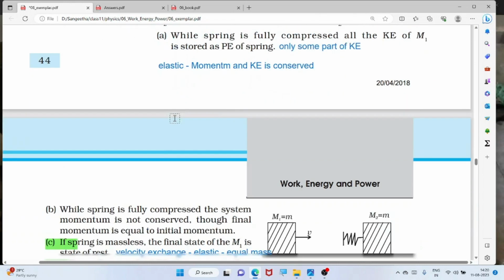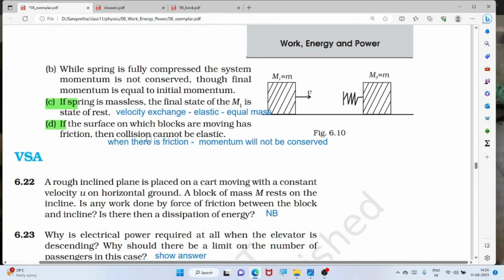Because it is an elastic collision, momentum and KE are conserved. When equal masses collide elastically, there is a velocity exchange. The spring is massless. The final state of M1 is a state of rest because of the velocity exchange.